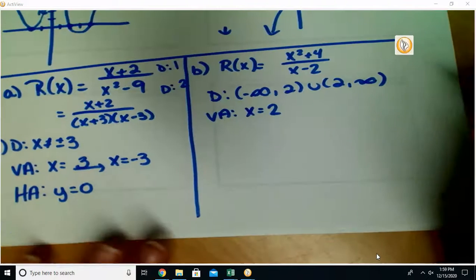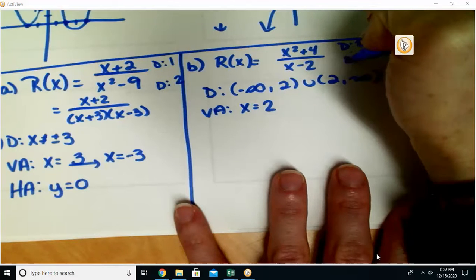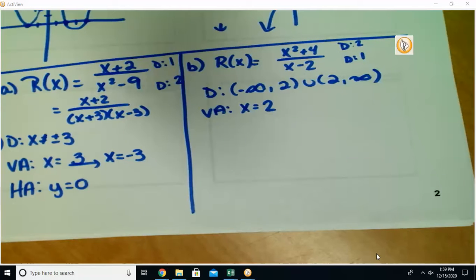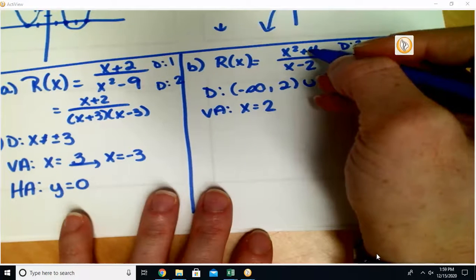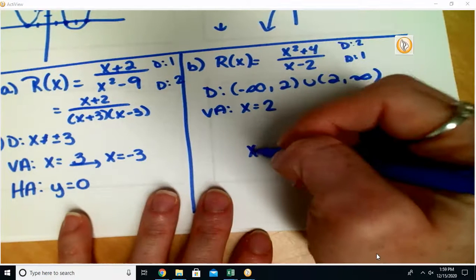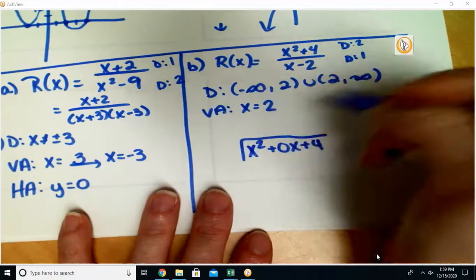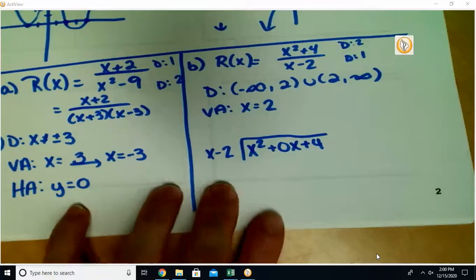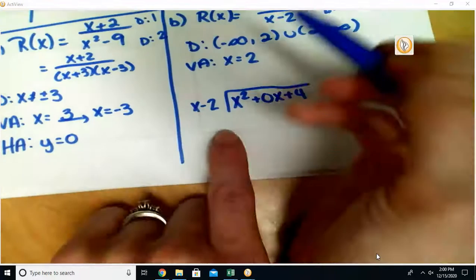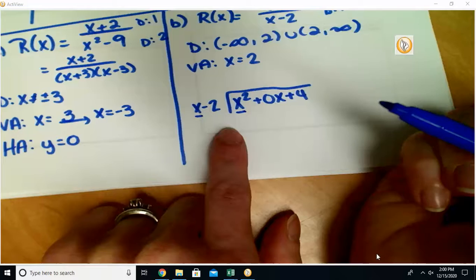It won't be both, it's one or the other. So the degree of the top is 2. The degree of the bottom is 1. So if the degree of the top is 1 bigger, then it is oblique. And we do long division. So the top goes inside. If you want, you might put a 0x just as a placeholder to help you. The bottom goes on the outside.